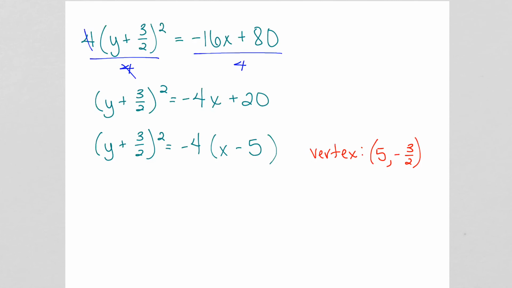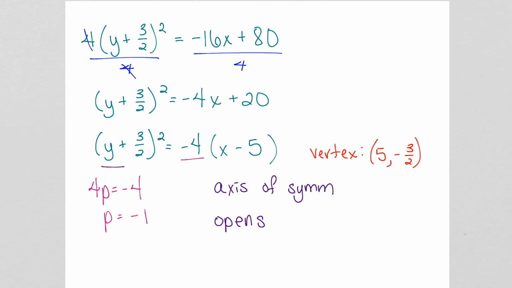Okay. Next step is to find P. So 4P is this right here, negative 4. So that means P is negative 1. So two things we found here. First off, since P is negative 1, then we've got to open left or right, or excuse me, left or down. But where is our axis of symmetry? Since we've got y squared first, then our axis of symmetry is horizontal, which means we must open left.